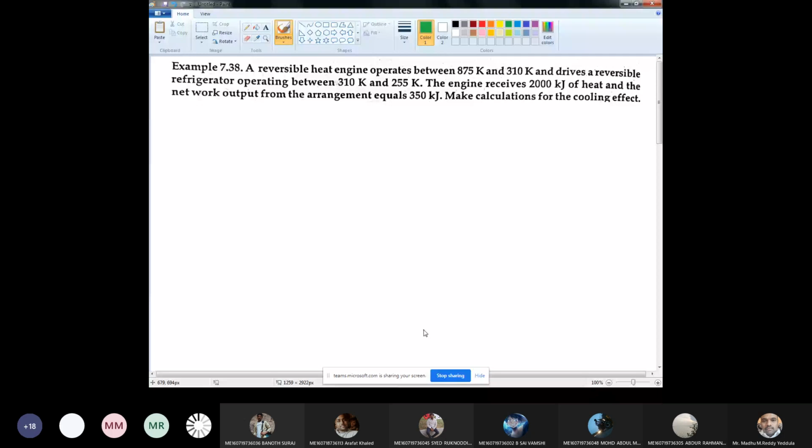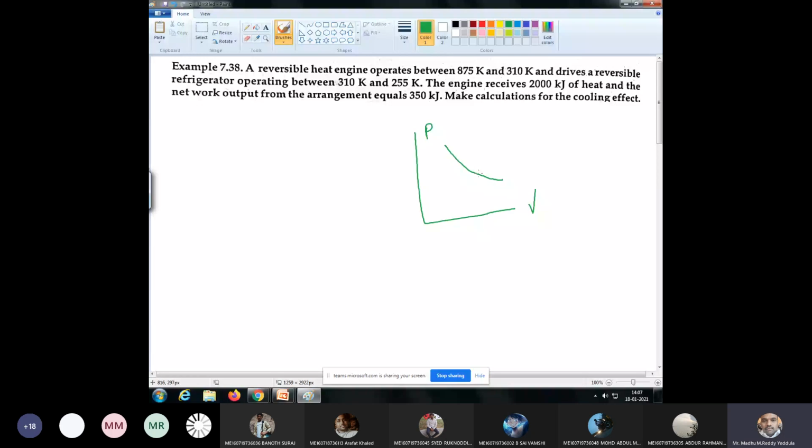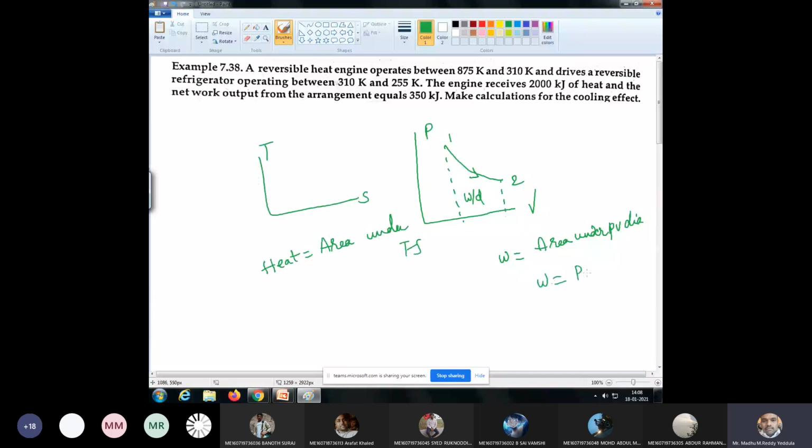So during expansion process, work is delivered by the system. Now how to calculate the work? Work is equal to area under PV diagram. Yes or no? In the same way, in TS diagram, heat is equal to area under TS diagram. Here W is equal to P into dV. Here Q is equal to T into ds. Is it similar to this or no?